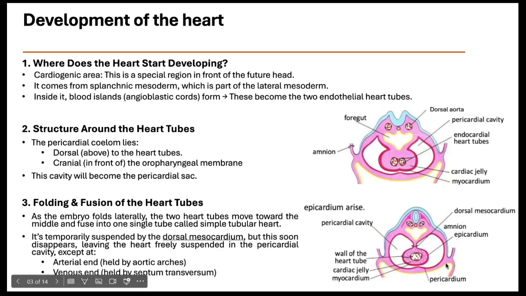This is temporarily suspended by the dorsal mesocardium, which you can see here, this thin area. But this as well disappears later on, and then the heart is suspended in the pericardial cavity only with two attachments. At the arterial end, it is held by the aortic arches, and at the venous end, it is held by the septum transversum.